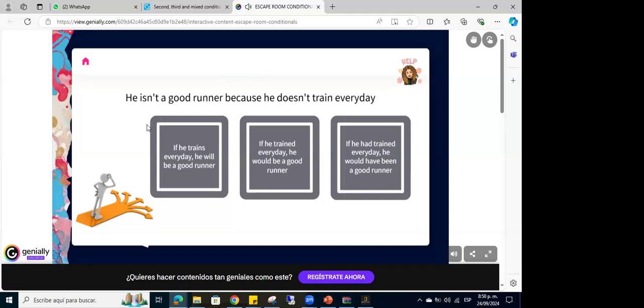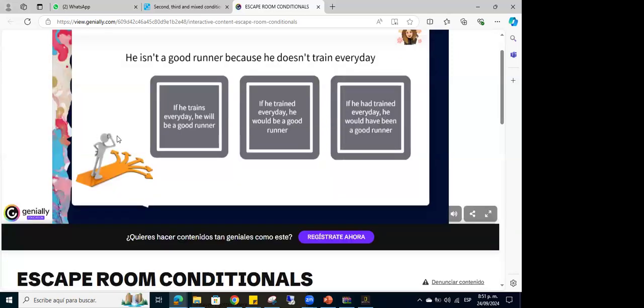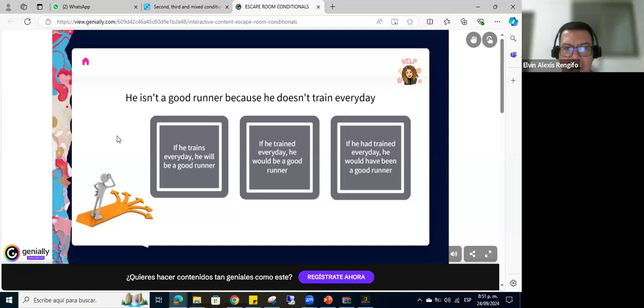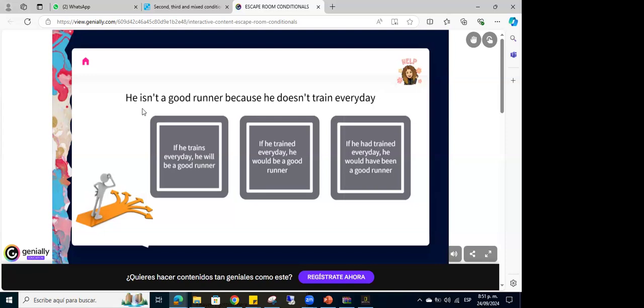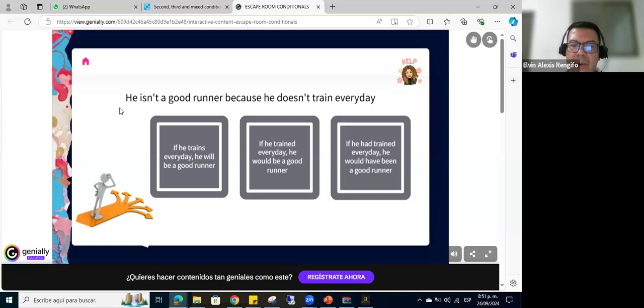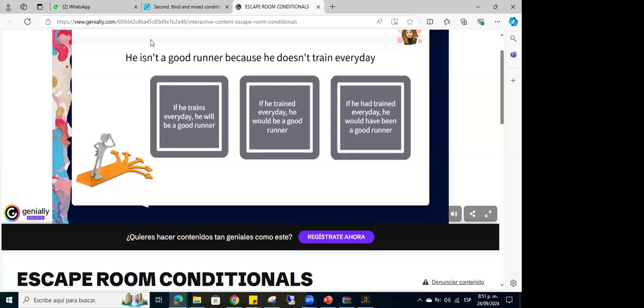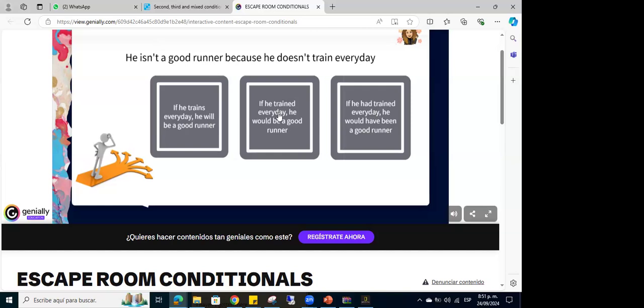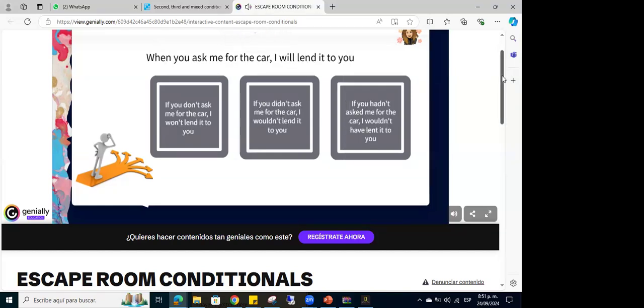He isn't a good runner because he doesn't train every day. If he trains every day, he will be a good runner. No, I would say this one. If he had, no. If he trained, yes. Claro, porque aquí está diciendo, él no es un buen corredor porque no entrena todos los días. Por ende, si entrenara todos los días, sería buen corredor. If he trained every day, he would be a good runner.